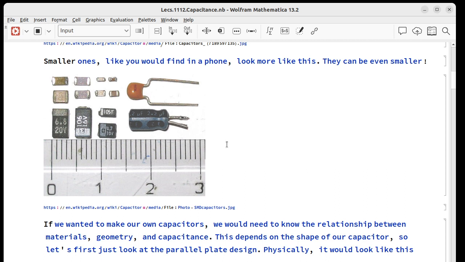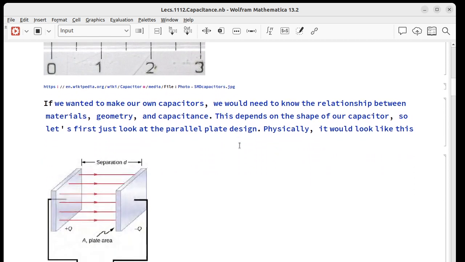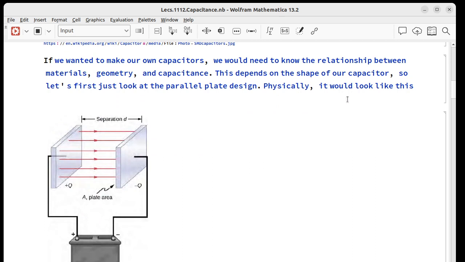Let's say we wanted to make our own capacitors, just to see if we can build one. What we would need to figure out is what's the connection between the materials and the geometry and the capacitance. This depends on the shape of the capacitor. So first we're just going to look at a parallel plate design, and that's what this is here. This is the simplest possible design we could come up with.